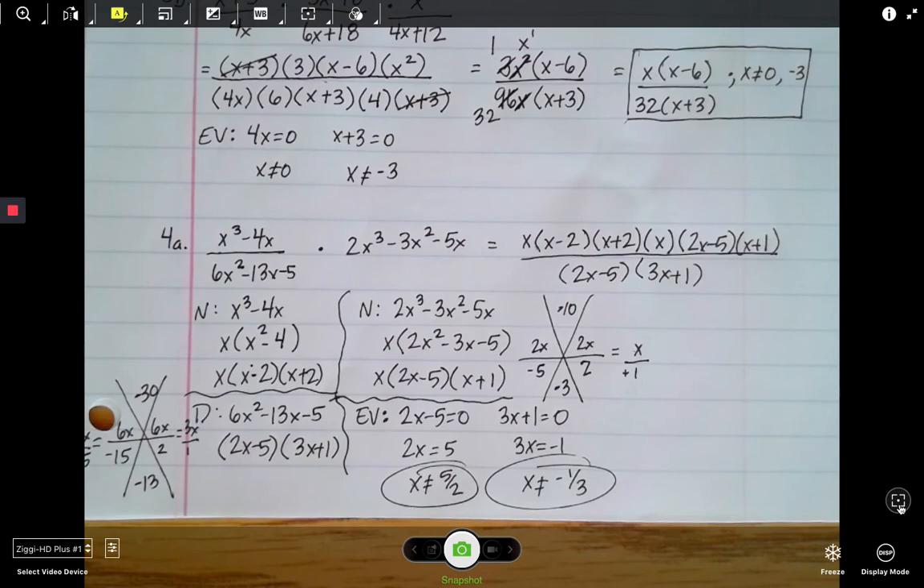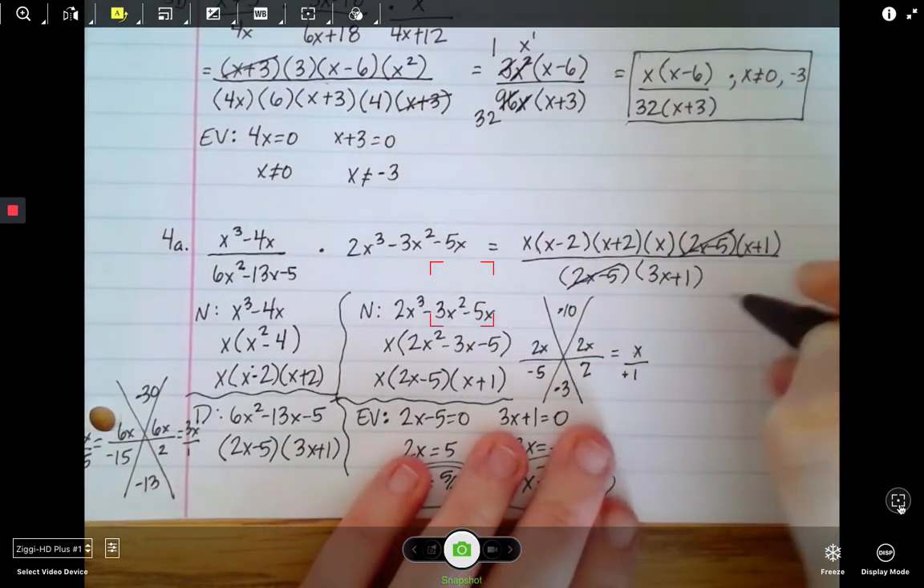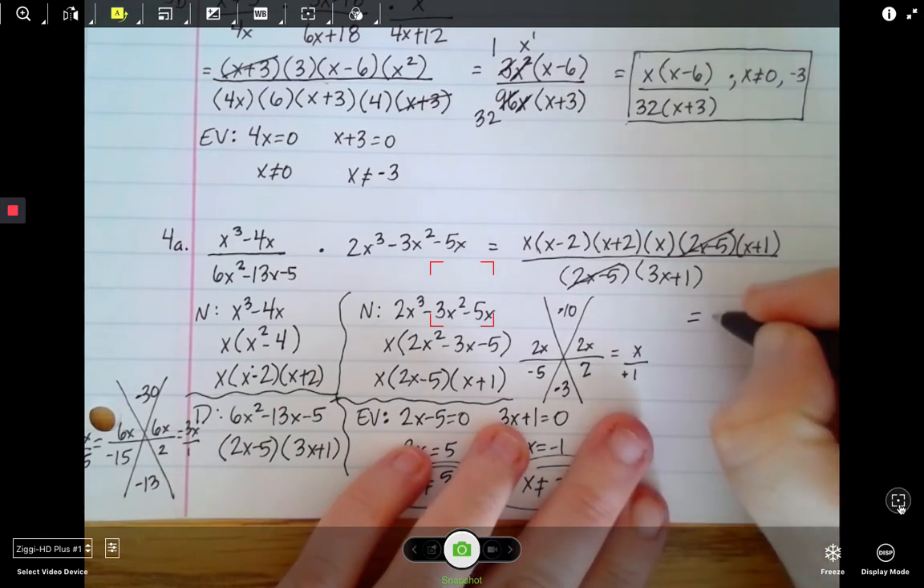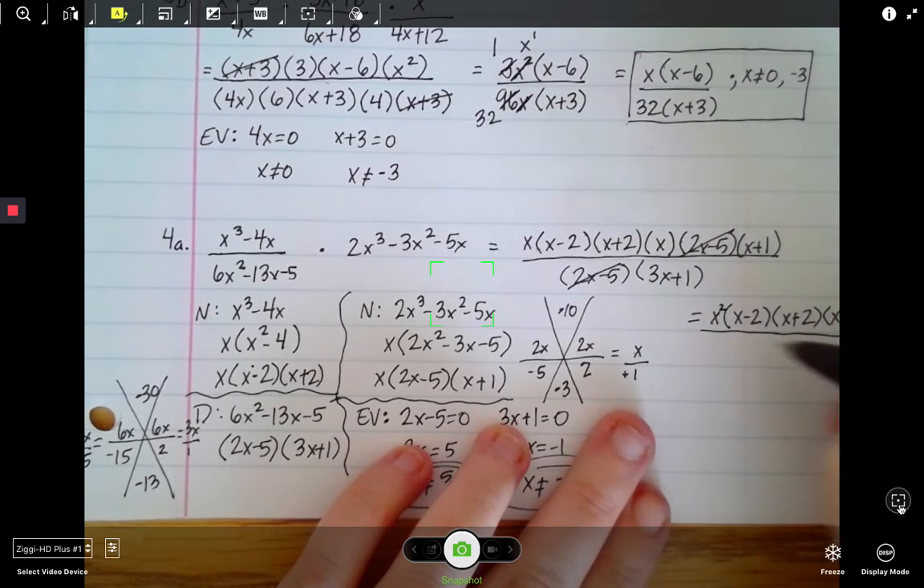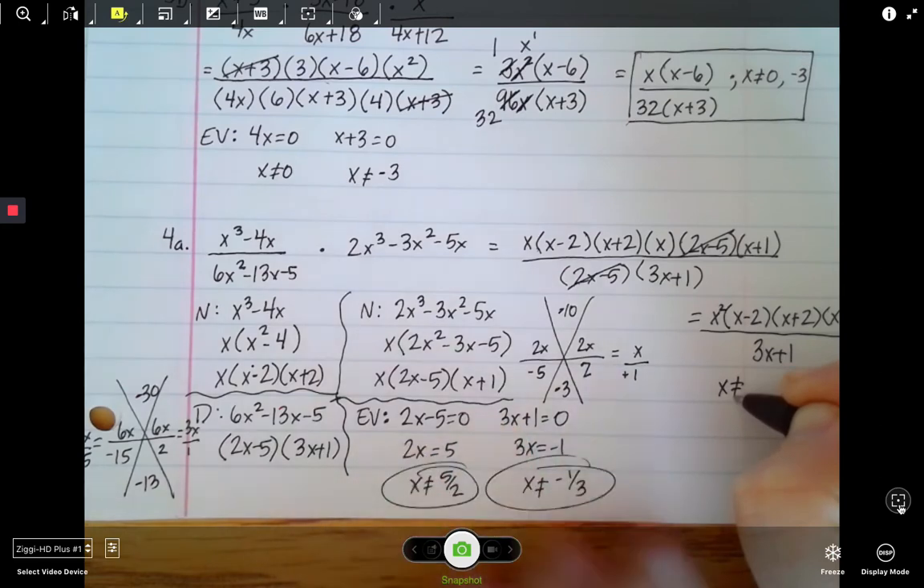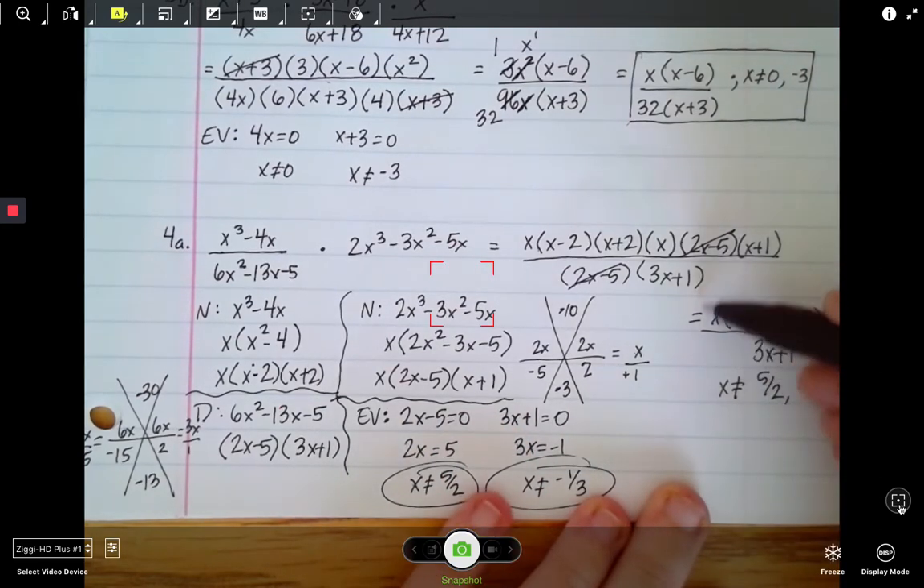Alright. The only thing I can cross out is the 2x minus 5. So guys, my final answer is x times x minus 2, x plus 2. I've got another x right here, so I'm going to make this x squared times x plus 1 over 3x plus 1. X cannot equal 5 over 2 or negative 1 over 3.